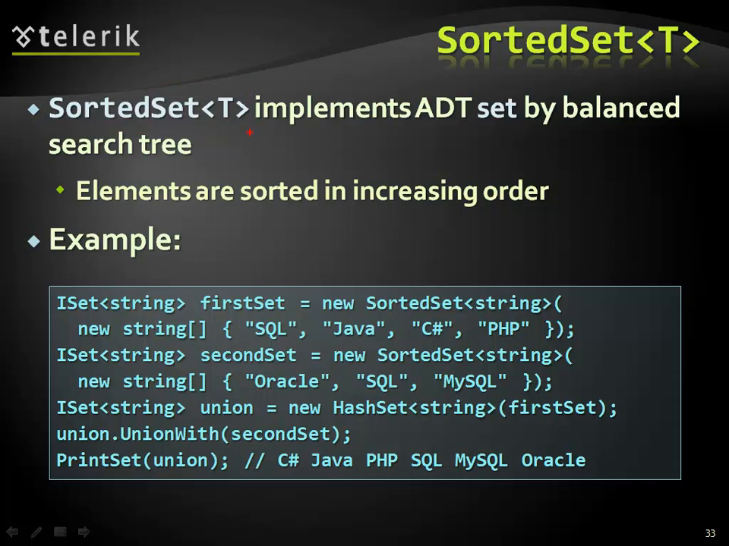Okay. So, elements sorted in increasing order. When you traverse the tree, when you say for each element in that set, you will get them in increasing order or decreasing order or whatever your comparer is. Okay. So, your data type here has to implement IComparable. We already spoke about that.